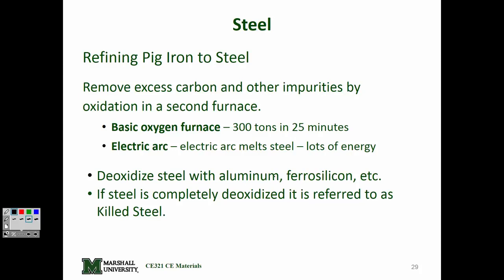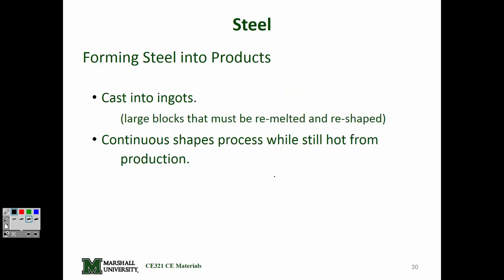We put other materials in there, like aluminum or ferrosilicon, to help deoxidize the material. When we get oxygen out of there, and ultimately if we can get all the oxygen out, we call it a killed steel. This makes a good material when we can do that.